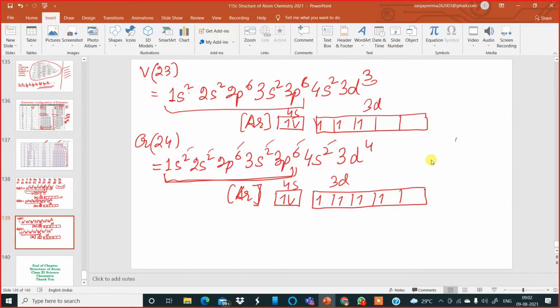Now my dear boys, there is a problem over here. This is what I wanted to come today and explain you. There is a problem over here. Because in the 3d subshell of chromium atom, the first 4 orbitals are singly occupied, leaving the last orbital completely empty, which makes this 3d subshell incompletely filled.